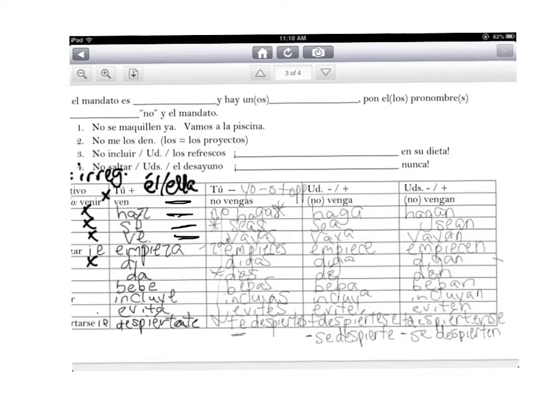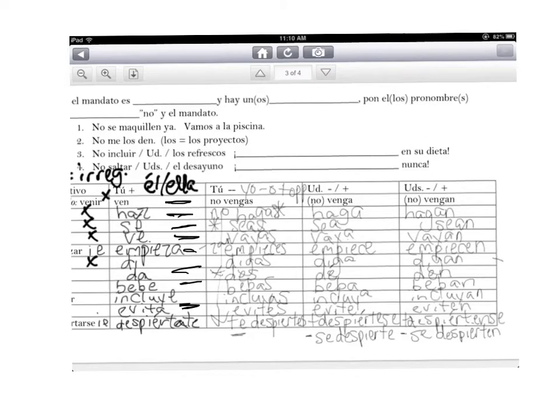But you're going to take the él, ella, usted form of the present tense. So the present tense él, ella, usted, it's a stem changer, but its empezar is empieza. Or dar would be da. Beber would be bebe. Evitar is evita.